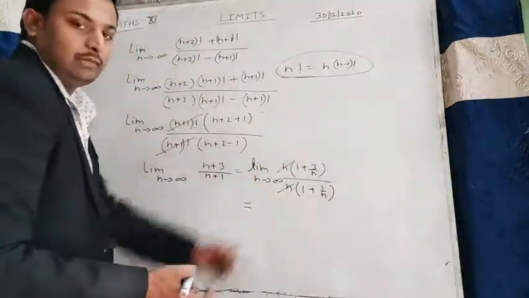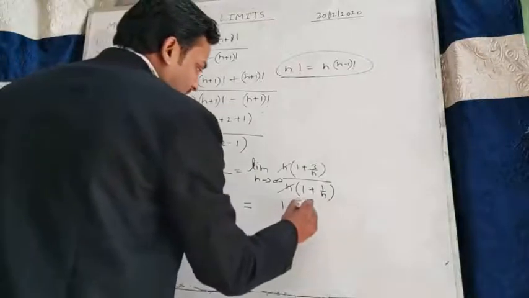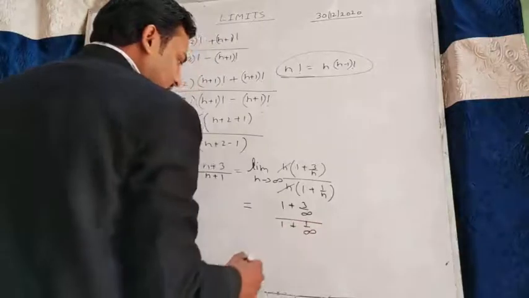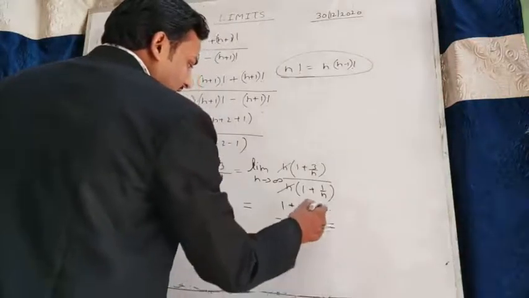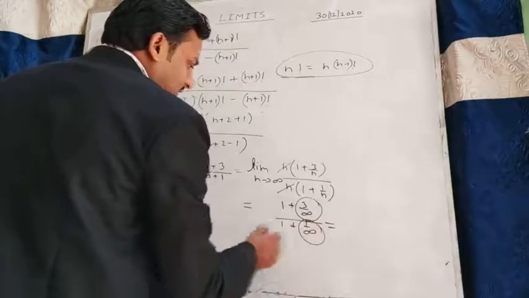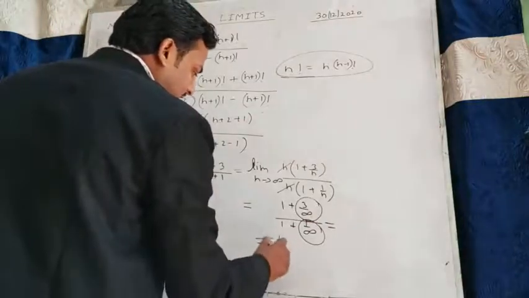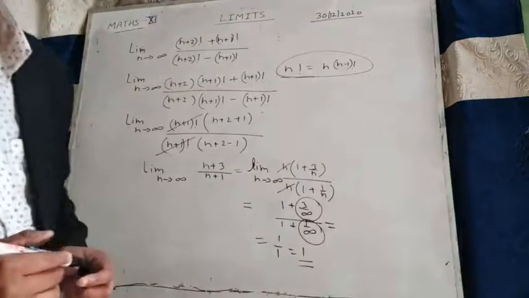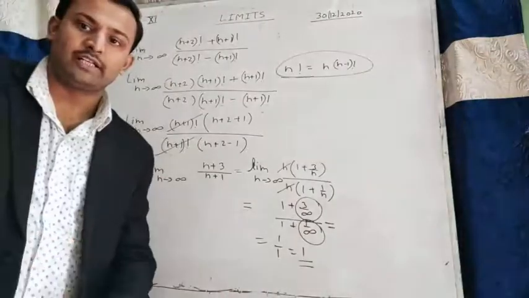Now we put our limit, we get what? 1 plus 3 by infinity, divided by 1 plus 1 by infinity. Okay student, so we are seeing that this term and this term will be 0 and we get 1 by 1, which is 1, and it will be our required result. I hope you understand, students.